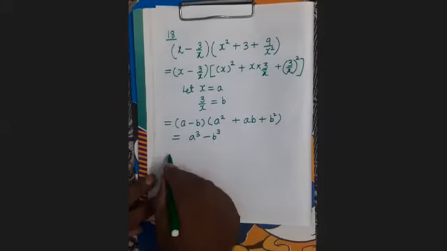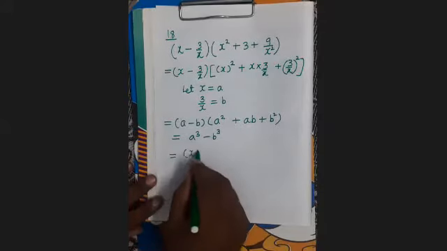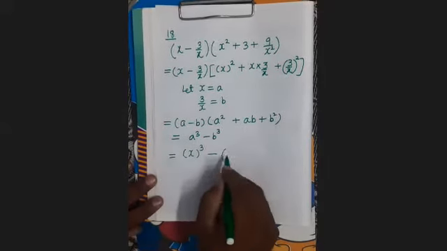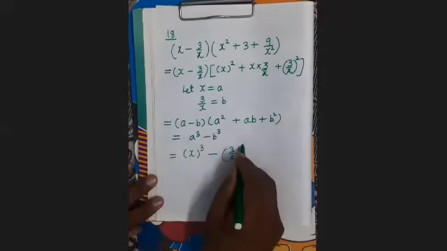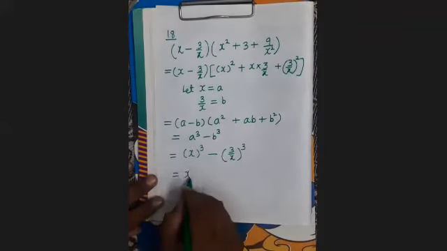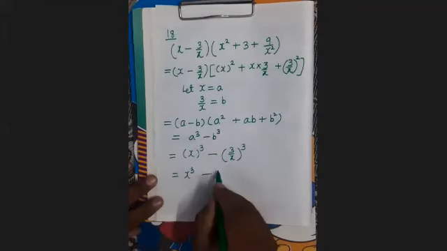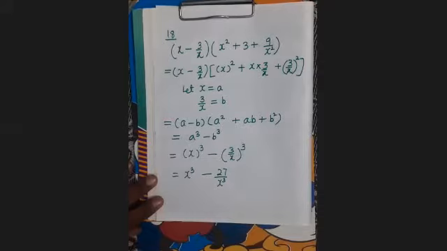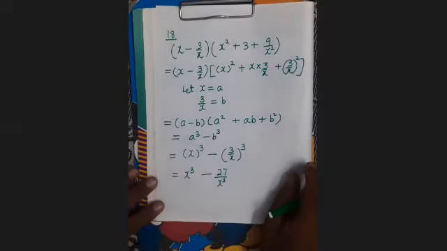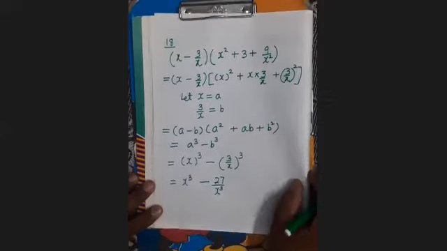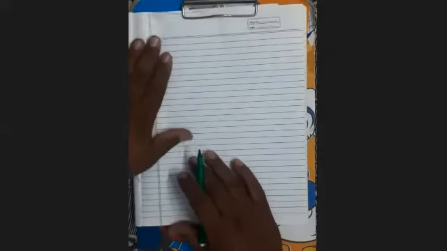It's clear? So see here, what is in place of x? x whole cube, minus 3 upon x whole cube. x whole cube is x cube, 3 whole cube is 27. 27 upon x cube. It is clear? Now see here. You see the question number 19.